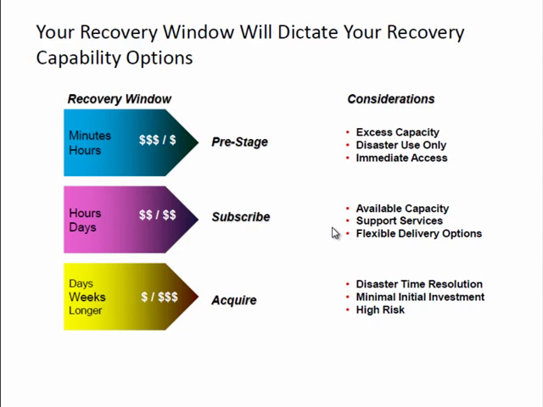Subscribe is a shared risk type strategy where you might enter into an agreement with a recovery vendor to use their hot site for recovery or to have IT equipment quick shipped to you for a guaranteed delivery. But these services are shared with other organizations, so you share the risk in that what you contract may not be available when you need it.